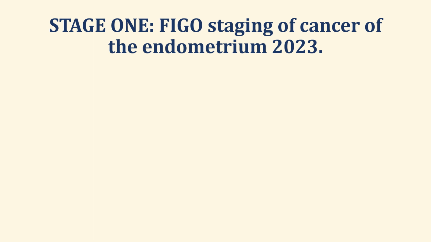The next question is, what is stage 1 FIGO staging of cancer of the endometrium 2023? And the answer time starts now. This is a very important question because you may be presented with a scenario of the spread of endometrial cancer, and then you have to determine the stage, and you have to also determine what is the appropriate treatment for that stage. So let us try to understand what is the meaning of stage 1 endometrial cancer according to the 2023 classification.